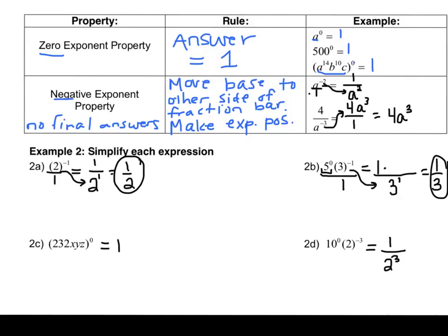Hopefully you recognized, despite what was inside all of those parentheses, your final answer was 1. And for this one, you may have had 1 over 2 to the 3rd. You moved the 2 underneath and made the 3 positive, but you can actually simplify that even further, because 2 to the 3rd power, 2 times 2 times 2, is 8. So 1 over 8 is the final answer for D.